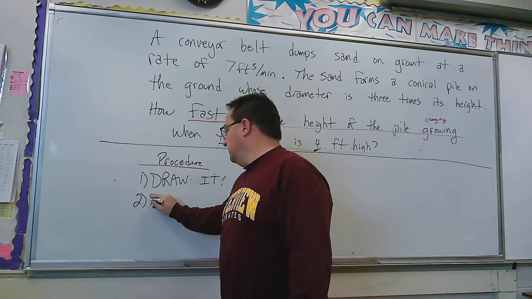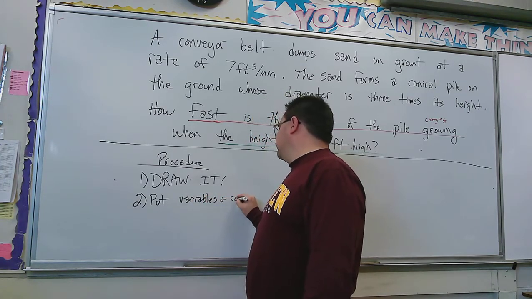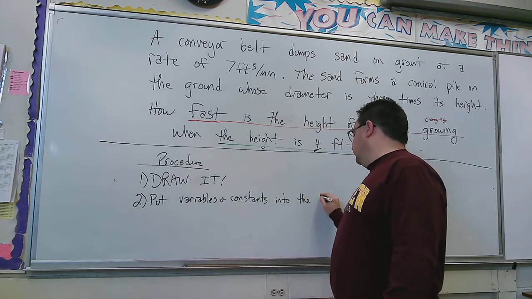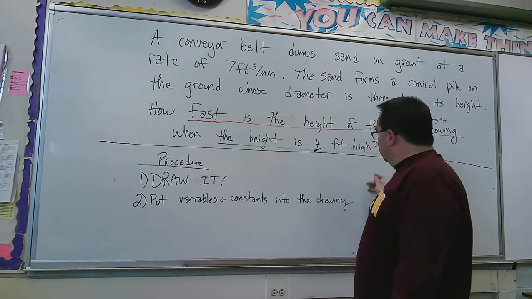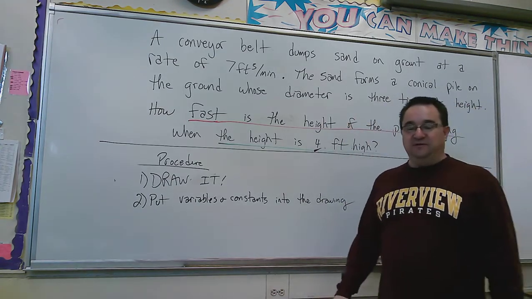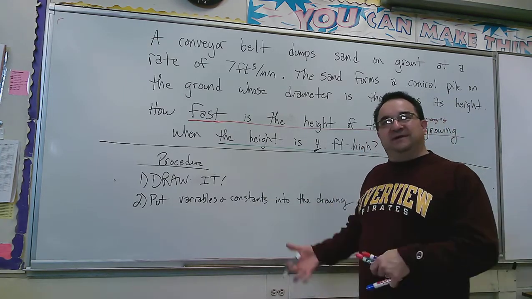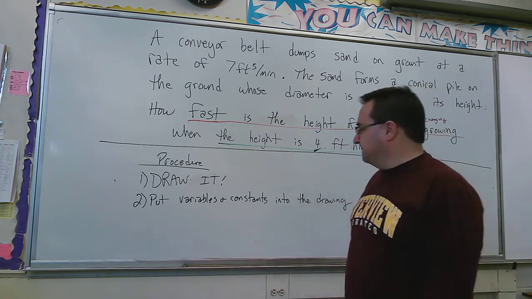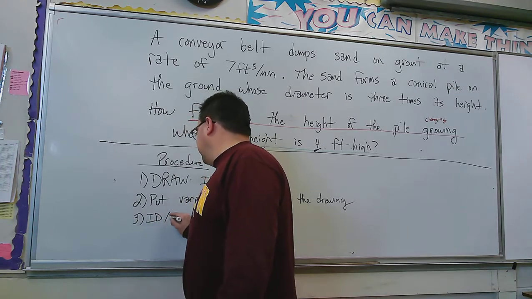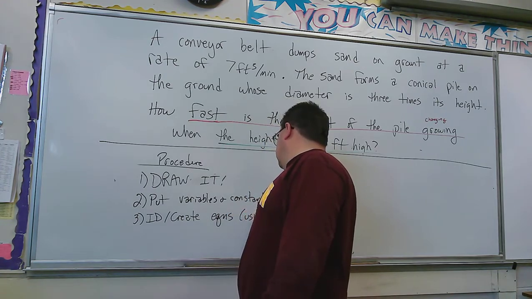2, put variables and constants into the drawing. So in this, let's take the easy one, height. I'm probably going to be using h for height in this math. So I want to put the h in the picture so I can see how it works. 3, identify or create equations, usually 2 of them.